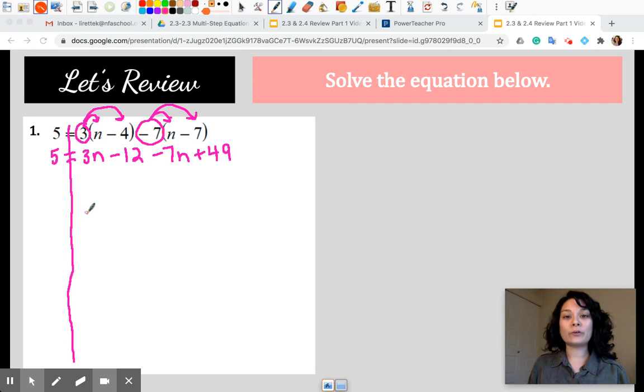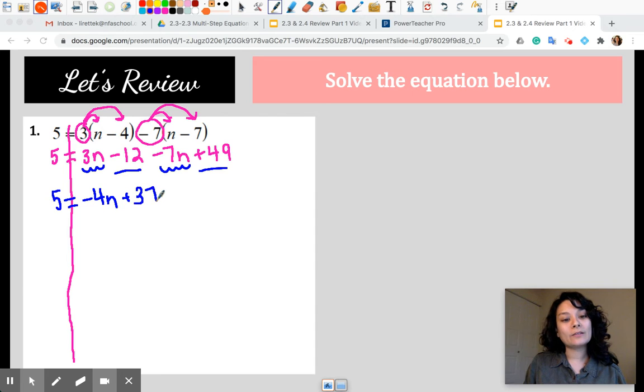Okay, and then the next step from those 4 steps I had you guys write after distributing, we look for terms that can combine. Well, I've got a 3n and a -7n. That's going to give me -4n. And I also have a -12 plus a 49, which is going to give me a +37. And at this point, I could check to see if there's variables on both sides to do step 3 and collect them all on one side. But I only have a variable on one side, so I can skip step 3 and move on to step 4, which is just to solve, and at this point it's a 2-step.